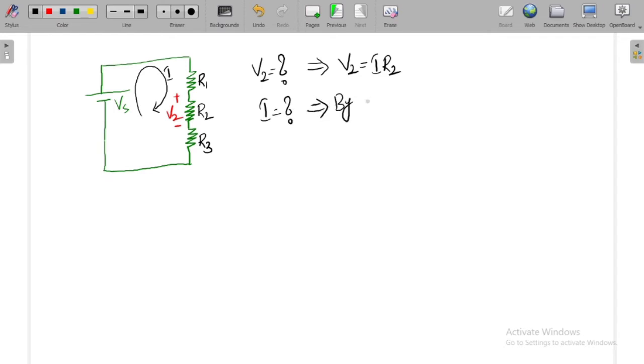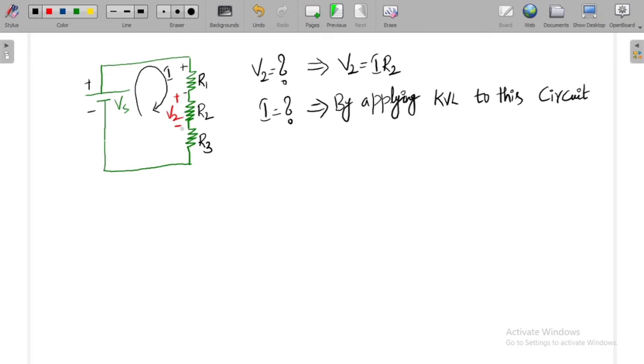I can be determined by applying KVL, right? So basically in order to find the voltage, we just need to apply Ohm's law. In Ohm's law, we need to know the current. In order to know the current, I am applying KVL to this circuit, right? Now how can I find I? By applying KVL.